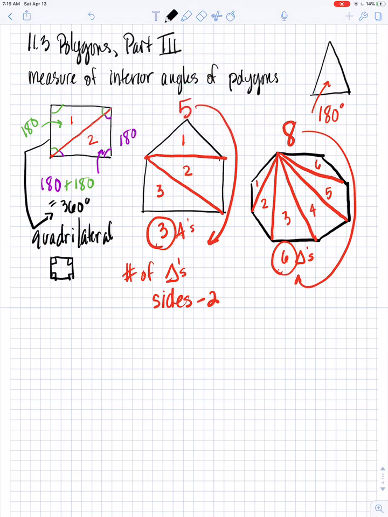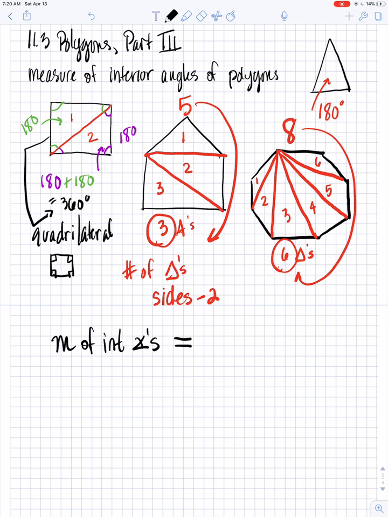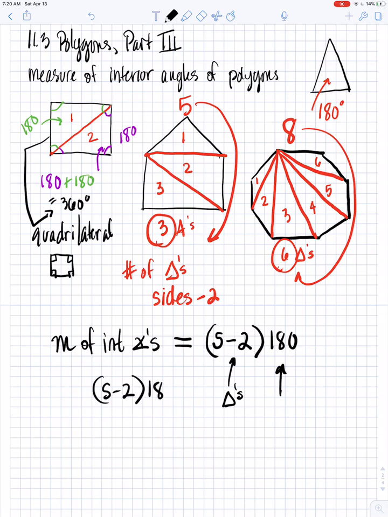So here it is. The measure of the interior angles of any polygon is always equal to the number of sides, so we'll use S minus 2, times 180 degrees, because this is the number of triangles, and this is the measure of the angles inside every single triangle. So sides minus 2 times 180 is always going to help us figure that out.